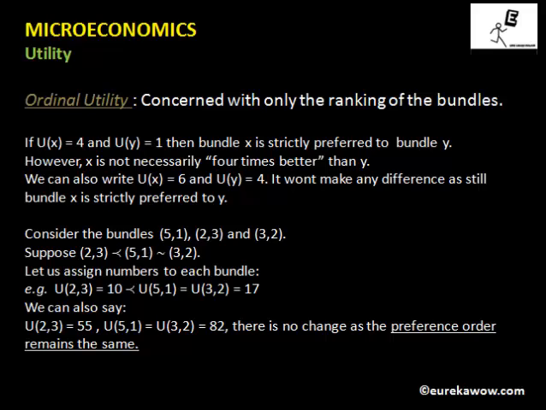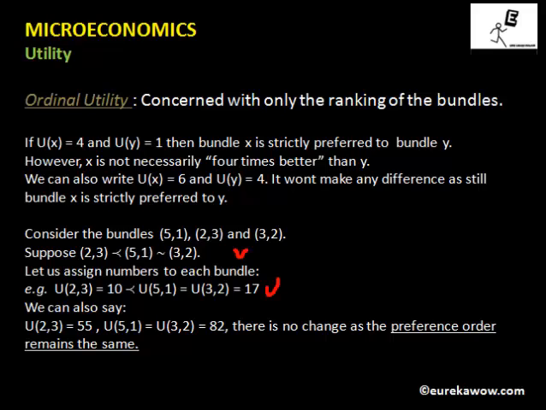Suppose there are three bundles, (5,1), (3,2) and (2,3). The consumer is indifferent between the two bundles (5,1) and (3,2), and the consumer strictly prefers both these bundles over bundle (2,3), as you can see here. Now let us assign some numbers to each of these bundles. The utility that the consumer gets from the bundles (5,1) and (3,2) is 17, and the utility that the consumer gets from the bundle (2,3) is 10. So as u(5,1) and u(3,2) are strictly greater than u(2,3), we say that these two bundles are strictly preferred to the bundle (2,3).